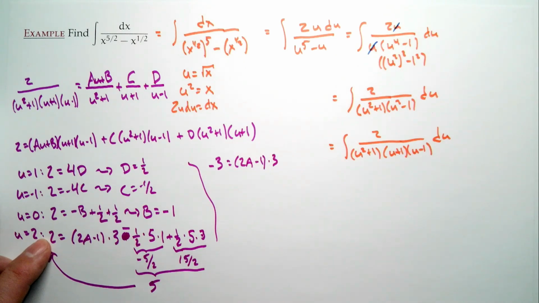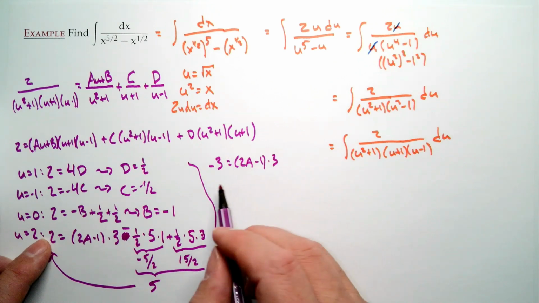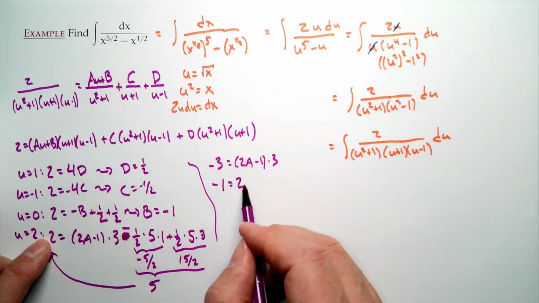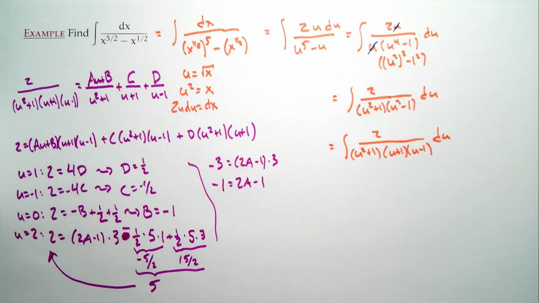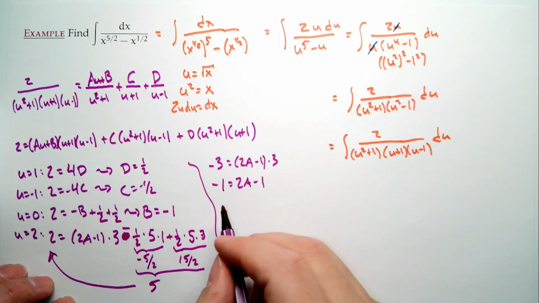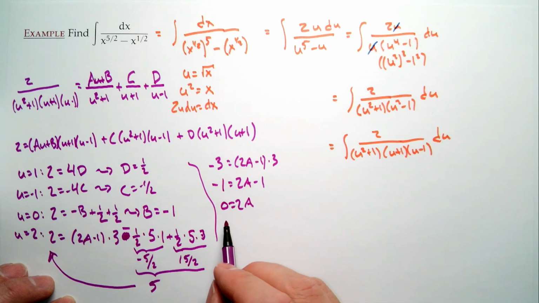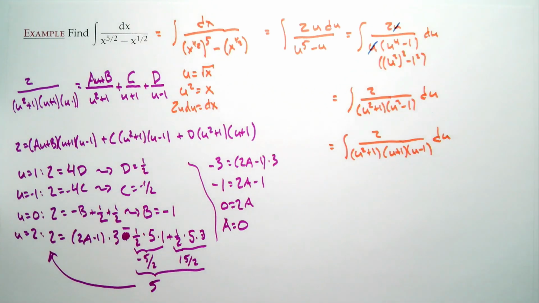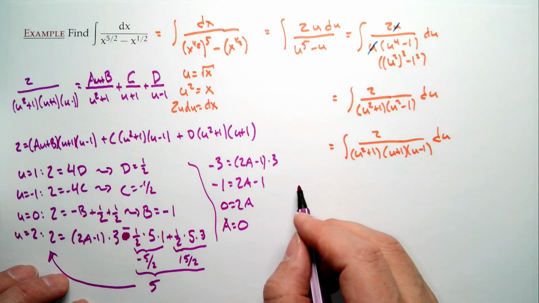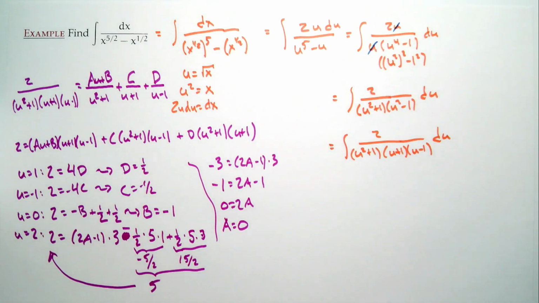Well, the 3's cancel. Negative 1 equals 2a minus 1. The negative 1's cancel. 0 equals 2a. So, what is a? 0. Good. Now we know. And knowing is half the battle. All right. The other half is doing. Okay. So now we got to do it.